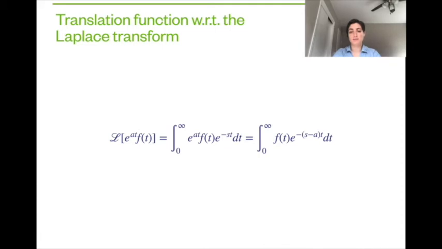of the Laplace transform. So as a result, the Laplace transform of e to the at times f of t is the Laplace transform of f of t, but calculated instead at s minus a. This is why we call it the translation function. It's translating the Laplace transform of a function by a value a.